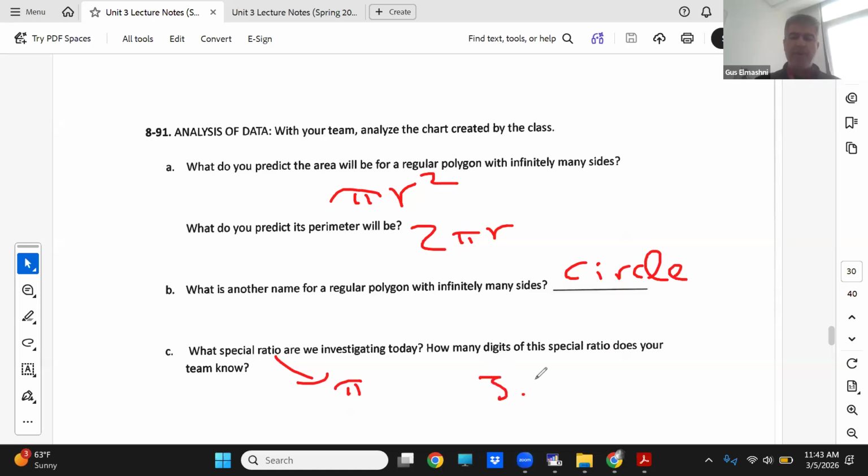I'll be honest, I really don't know many. In my old classroom, many years ago, I actually had a banner that showed all of it. 3.14159265, and that's the best I can do. Now, how many digits do you know?